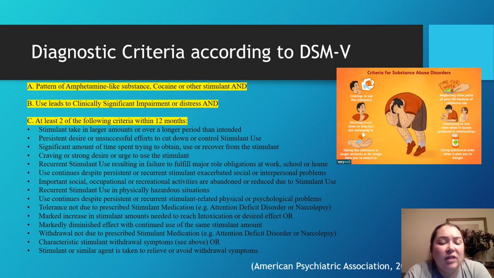The DSM-5 criteria includes a pattern of amphetamine-like substance, cocaine, and other stimulant use that leads to clinically significant impairment and distress. And it lists two of the following criteria within 12 months. This includes craving the substance, taking it in large amounts, and also building a tolerance to the drug.